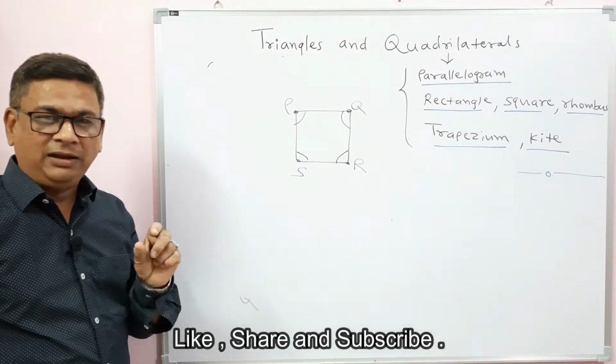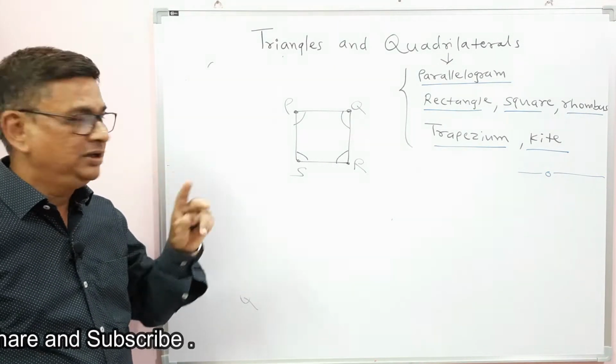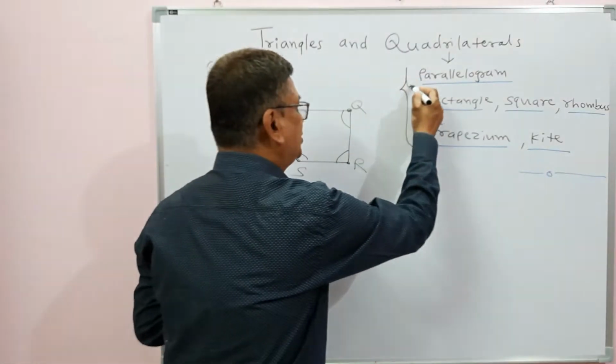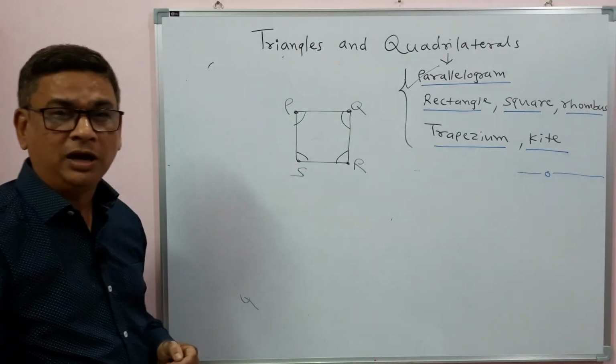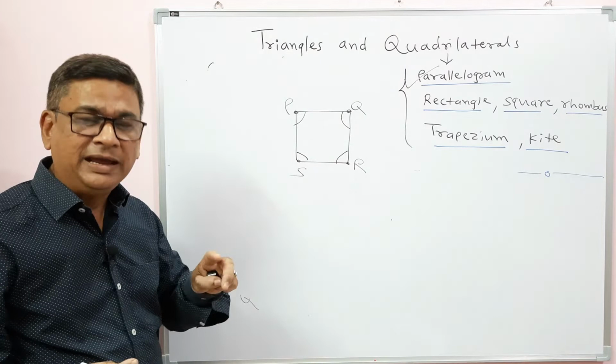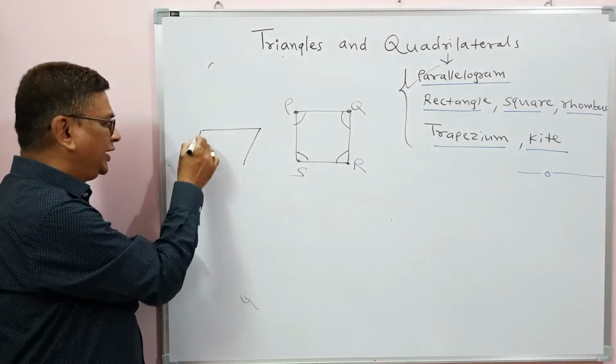Quadri itself means four, like in triangle, tri is for 3, here quadri is for 4. Now the basic quadrilateral considered in mathematics is the parallelogram. A parallelogram has opposite sides congruent as well as parallel, and it is generally denoted by such a figure.